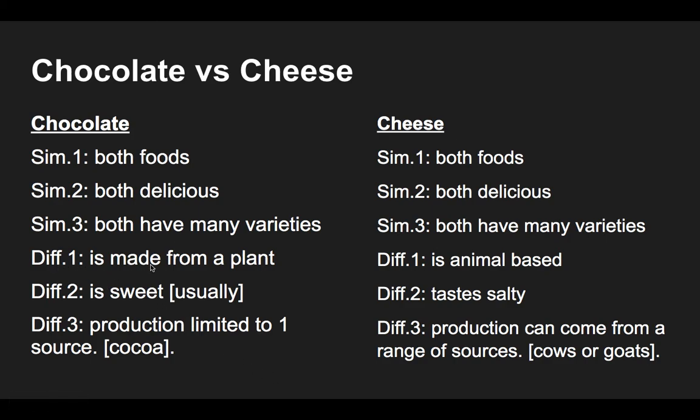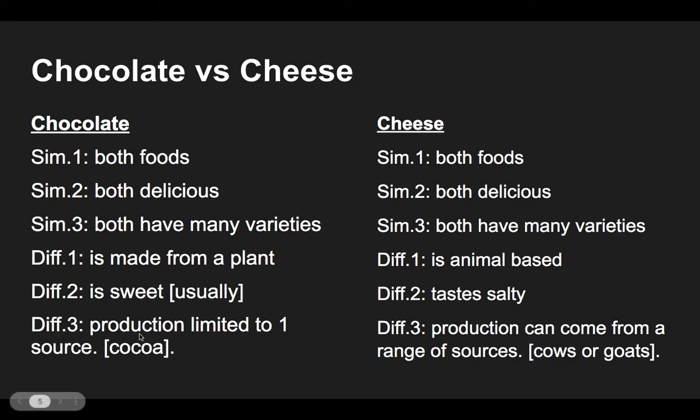Difference 1, chocolate comes from a plant, the cocoa plant, whereas cheese is animal-based. Difference 2, chocolate is sweet. We've framed this a little, because you can get bitter or unsweetened chocolate, but overall we generally consider it a sweet food. With cheese, the tastes do range, but we generally find cheese to be salty.